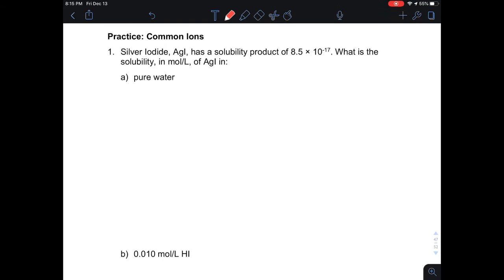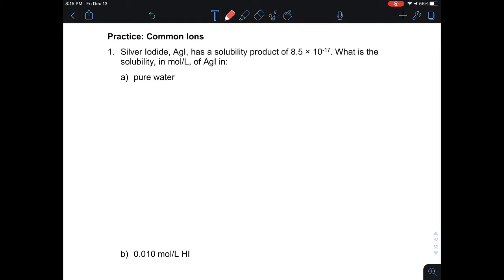Let's do one more question. I'm going to try not to get distracted by math. So let's try this one. Silver iodide has a solubility product of 8.5 times 10 to the negative 17. What is the solubility in moles per liter?